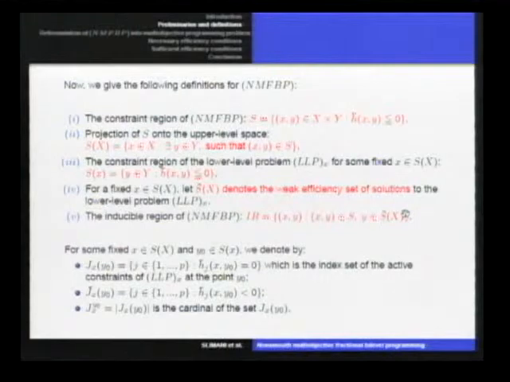We have also used the following notation for fixed x and fixed y0. We denote by gxy0 the index set of active constraints of the lower level problem. We denote by gx tilde y0 the index set of non-active constraints of LLPx. Also, we denote by |gxy0| the cardinality of the set gxy0.